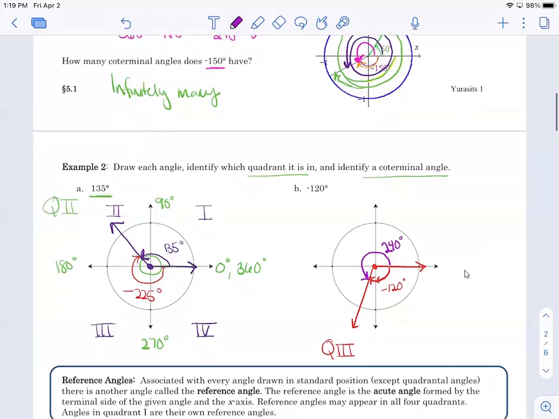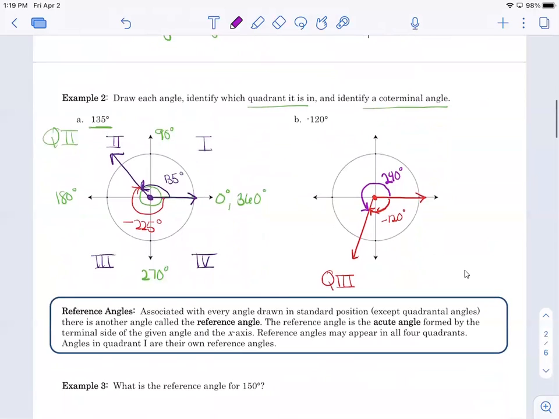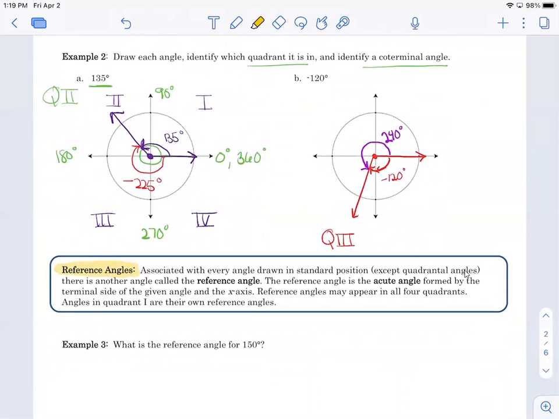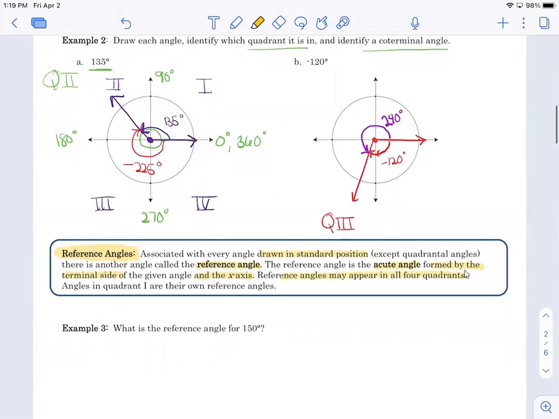The next definition we're going to cover is reference angles. And this is really, really important because we will use these throughout the entire term. A reference angle, it's associated with every angle drawn in standard position. There is another angle known as the reference angle. The reference angle is always acute, okay? And it's formed by the terminal side and the x-axis. Reference angles may appear in all 4 quadrants. Angles in quadrant 1 are their own reference angles. So what in the heck does that mean?